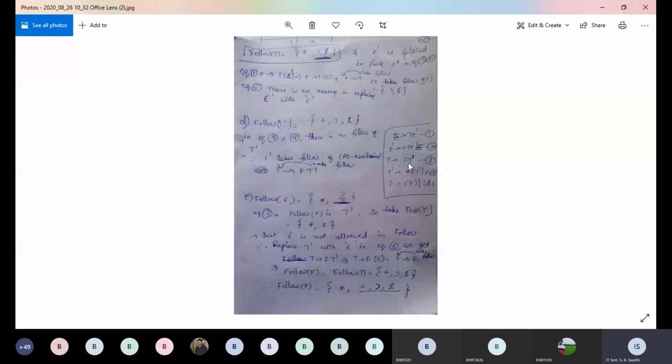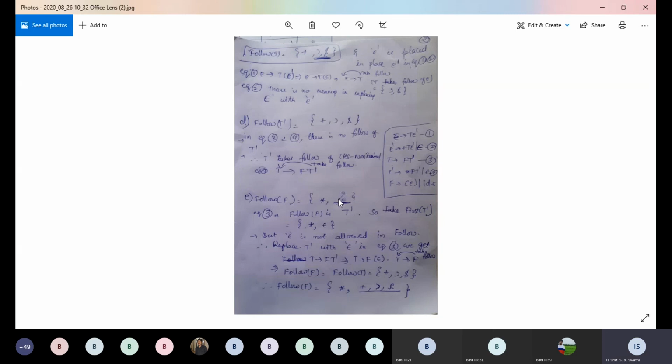So F is followed with what? T dash. If it is a terminal, directly you can place the terminal under this set. But T dash is a non-terminal. So whenever a non-terminal is there, what we have to do is take the first of T dash. What is first of T dash we have? First of T dash is star comma epsilon. So that we are taking. Okay. So we get star comma epsilon.